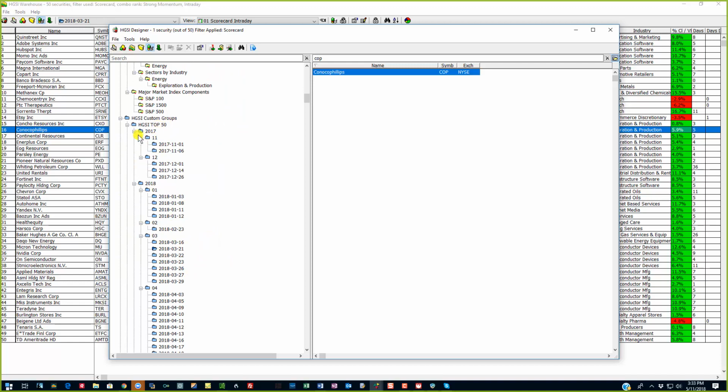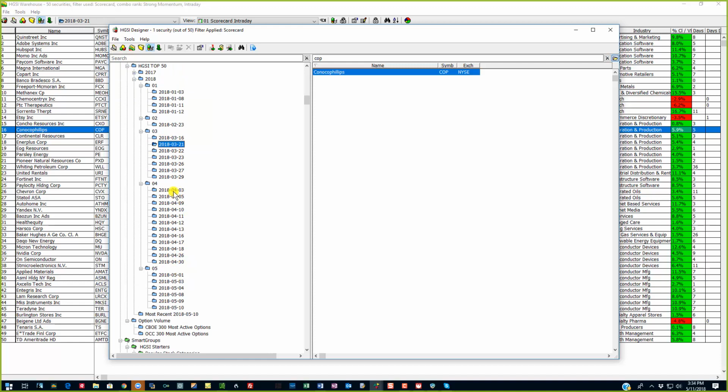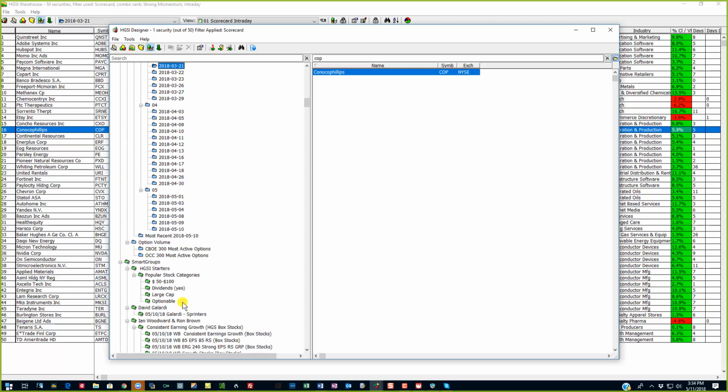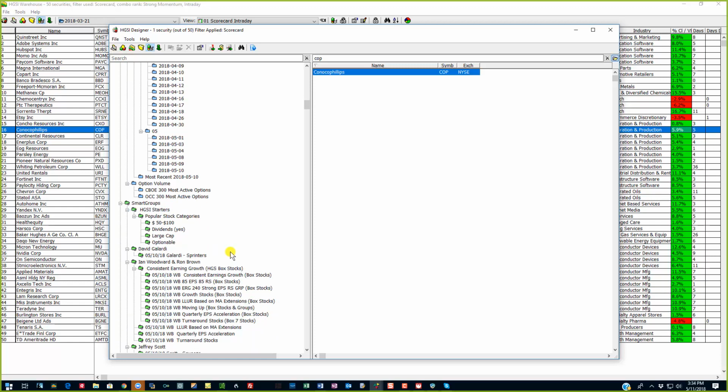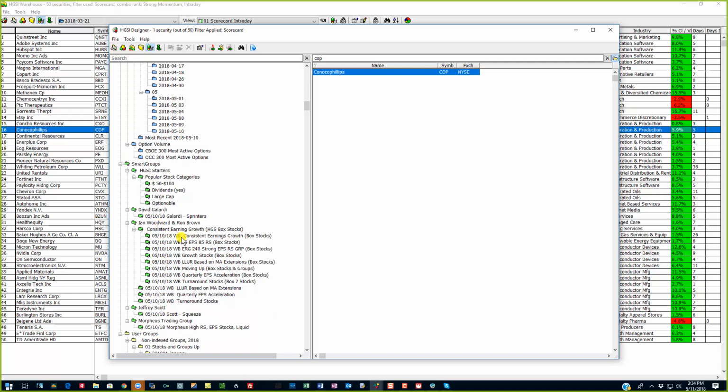It appeared in the top 50. This is 2017. In 2018, all of these times. And that date, 321, that I selected, it actually appeared 316. And you can see that it has appeared in these top 50, or the top 50 group, on all of these dates. And today it appeared, or yesterday it appeared, in all of these smart groups.